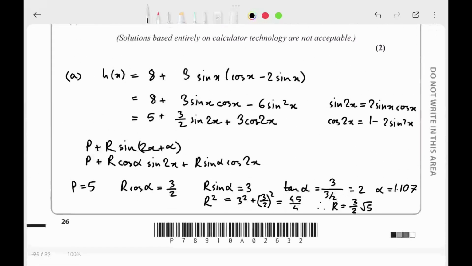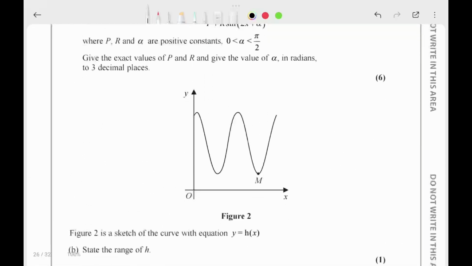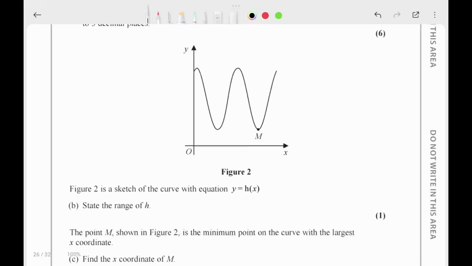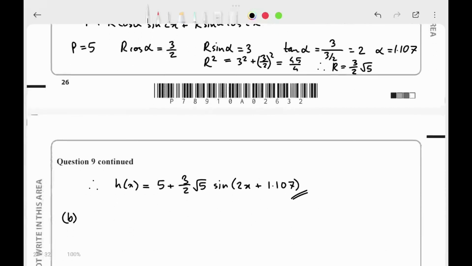Moving on to part B. Figure 2 is a sketch of the curve with equation y is equal to h of x. State the range of h. So that's going to be pretty simple because we know that sine of 2x plus 1.107 is the only part that varies. So the range for this part is from 1 to minus 1, inclusive.